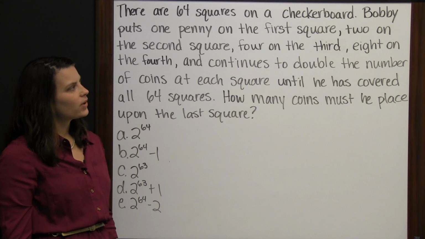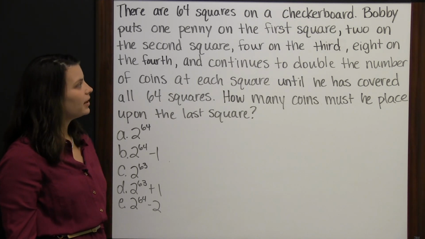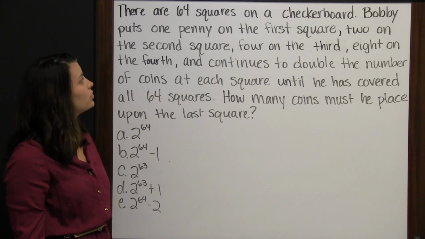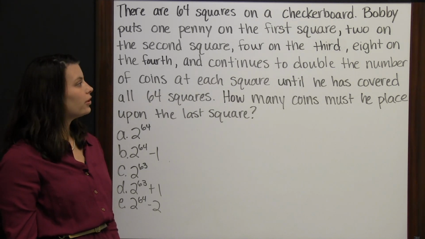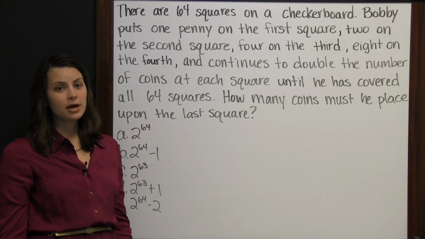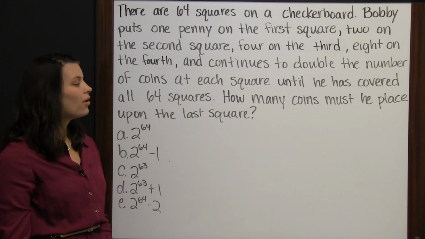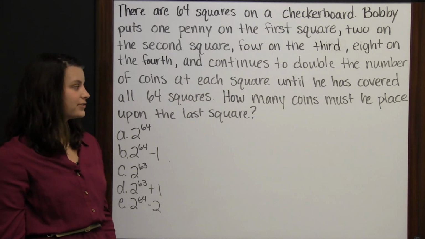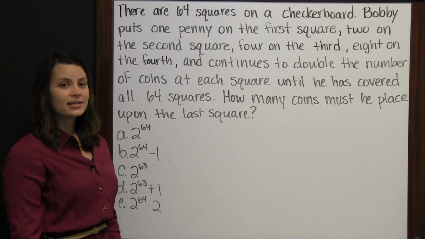There are 64 squares on a checkerboard. Bobby puts 1 penny on the first square, 2 on the second square, 4 on the third, 8 on the fourth, and continues to double the number of coins at each square until he has covered all 64 squares. How many coins must he place upon the last square?